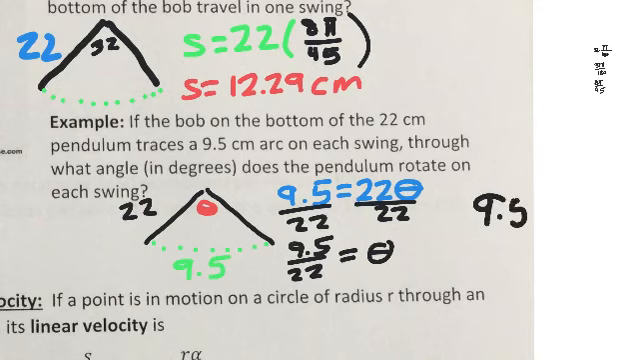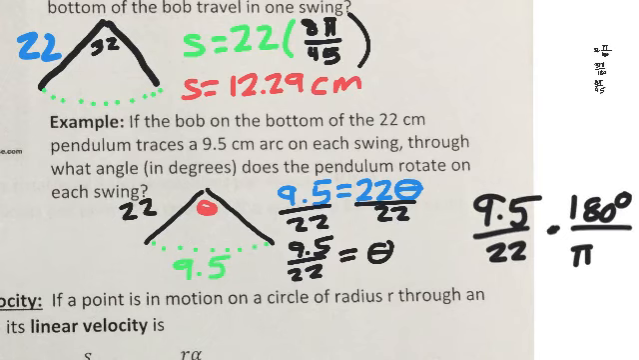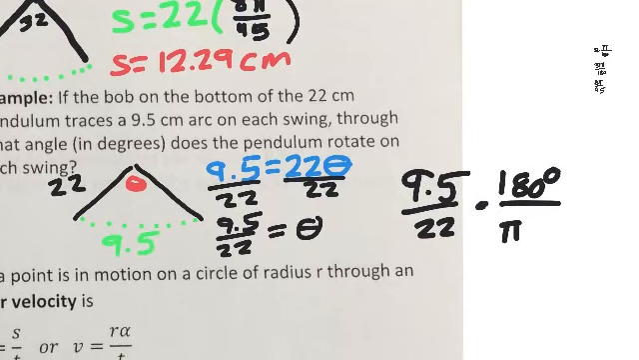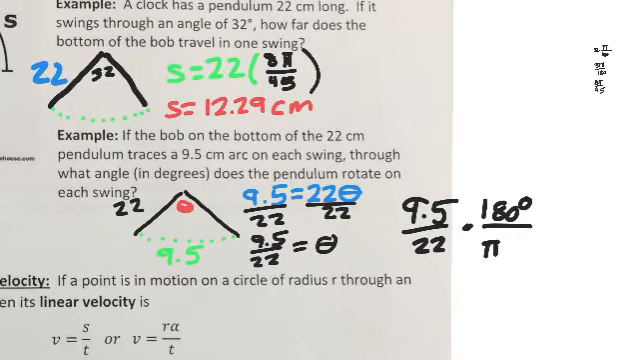So 9.5 over 22 is in radians. So I need to put radians in the denominator. So that would be pi radians and 180 degrees in the numerator. And then we multiply that out. 9.5 times 180 divided by 22.